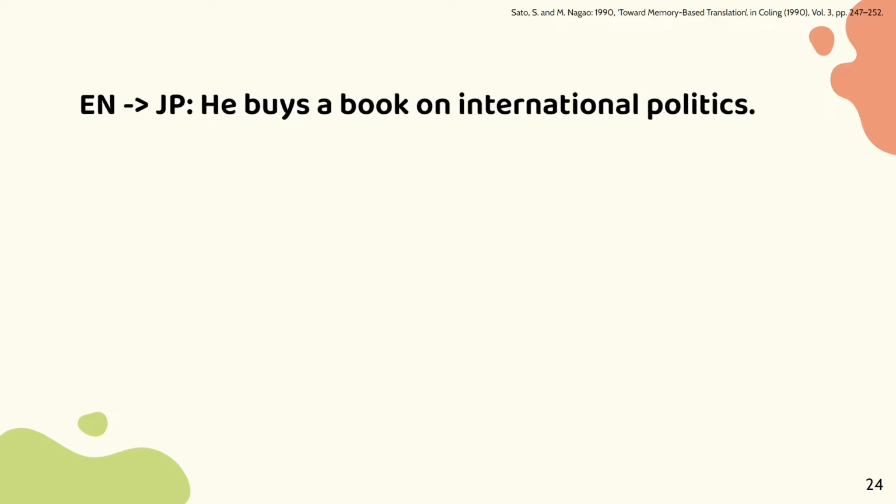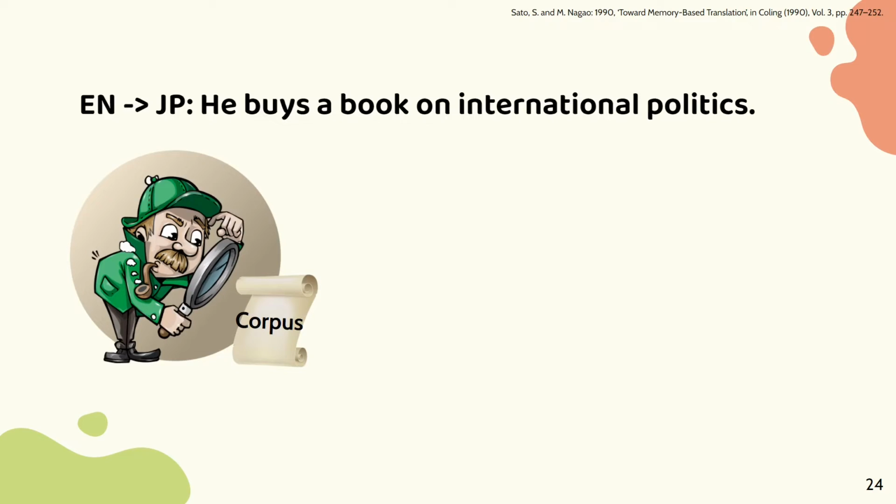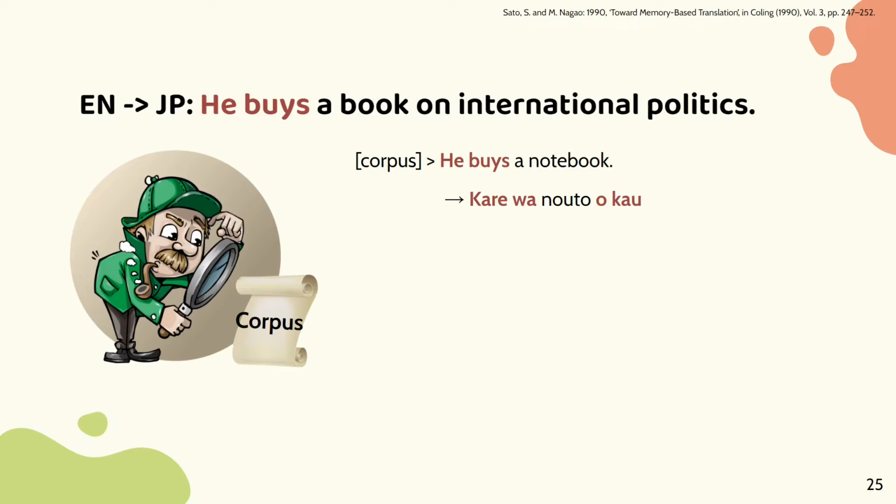Let's look at the example here from Sato and Nagao in 1990 from the two-word memory-based translation paper. Suppose we want to translate this English sentence, "He buys a book on international politics," to the Japanese language. With this approach, the system will look at the bilingual corpus and find a sentence that is similar to the source sentence. In this case, it finds this sentence, "He buys a notebook." And the translation text of this sentence is "Kare wa noto o kau."